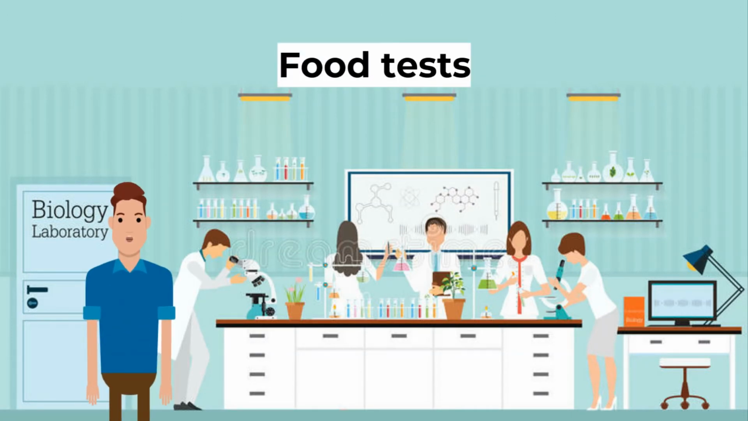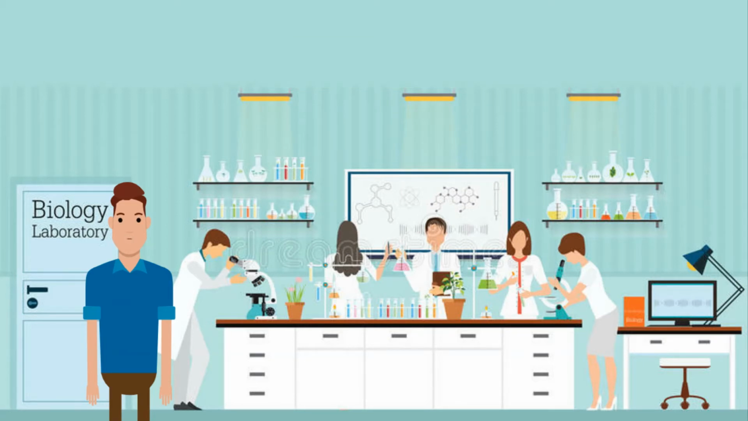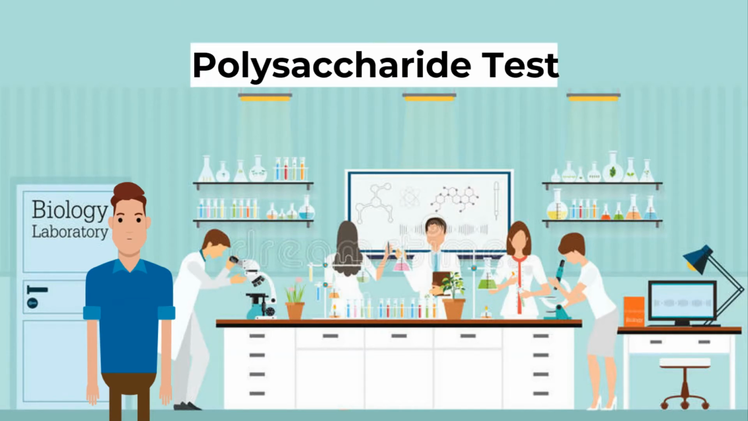Now, let's look at food tests. You need to know how to test for the presence of 4 food groups. These are starch, reducing sugar, protein, and fat. Firstly, the Polysaccharide Test or iodine solution test.